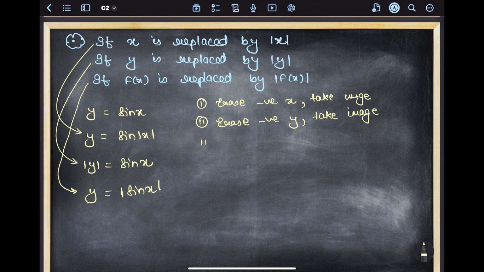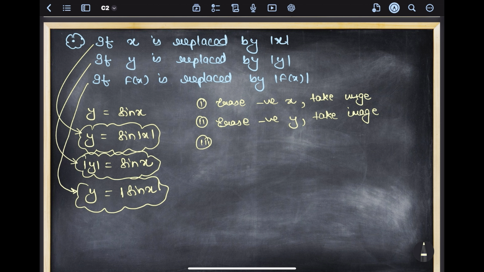Now third situation. Third situation is unique. You may get confused between the second situation and the third situation, but trust me, if you observe the situations, you will understand that both are different. Okay, so if you are replacing f of x, I'm talking about this situation. In this case, you have to take image first, and then erase negative y.